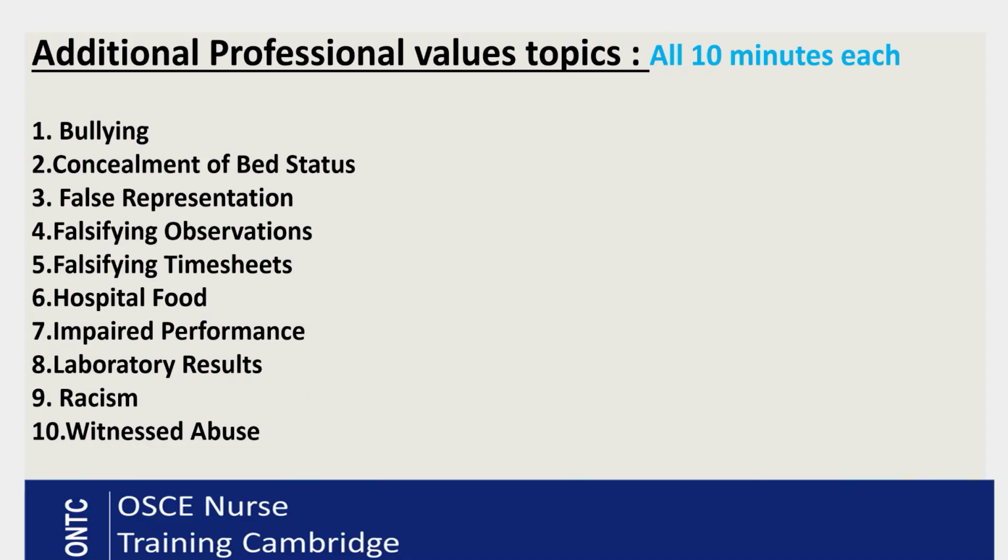So the next one is about your professional behavior topics. What are the additions? Again, they're all still 10-minute written stations. The topics are bullying, concealment of bed status, false representation, falsifying observations, falsifying your timesheets, hospital food, impaired performance, laboratory results, racism, and witnessed abuse. Possible abuse was always a part of your topics. Now they have added witnessed abuse as well.